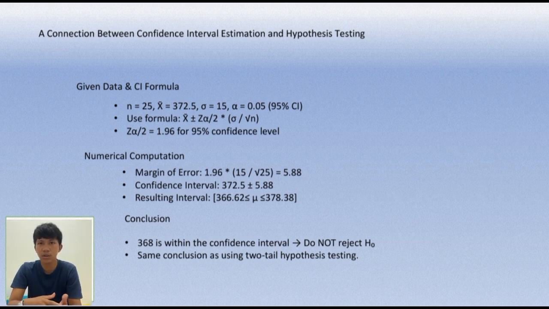And the last is conclusion. Since 368 grams is within the confidence interval, do not reject the null hypothesis. So these conclusions align with the result from hypothesis testing. Both confidence interval and hypothesis testing suggest that there is no significant difference from the hypothesized mean. This demonstrates how both methods can lead to consistent conclusions in statistical analysis.